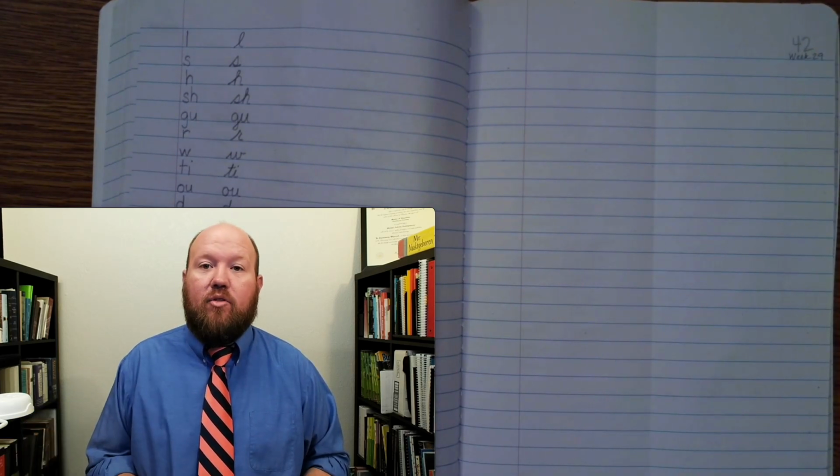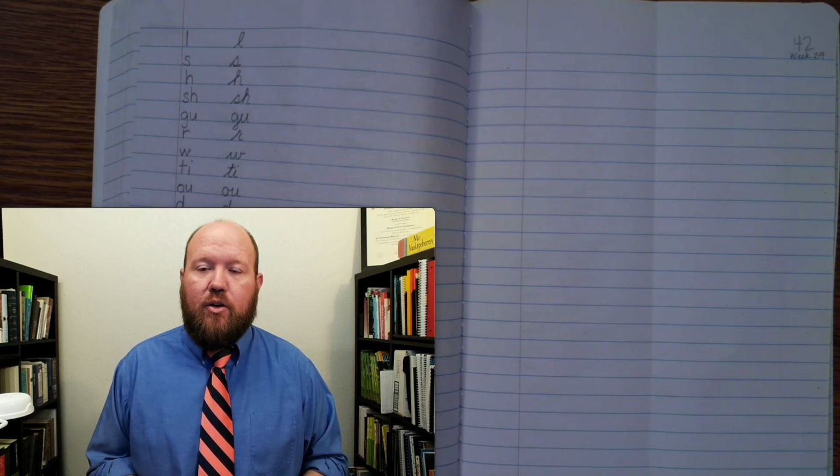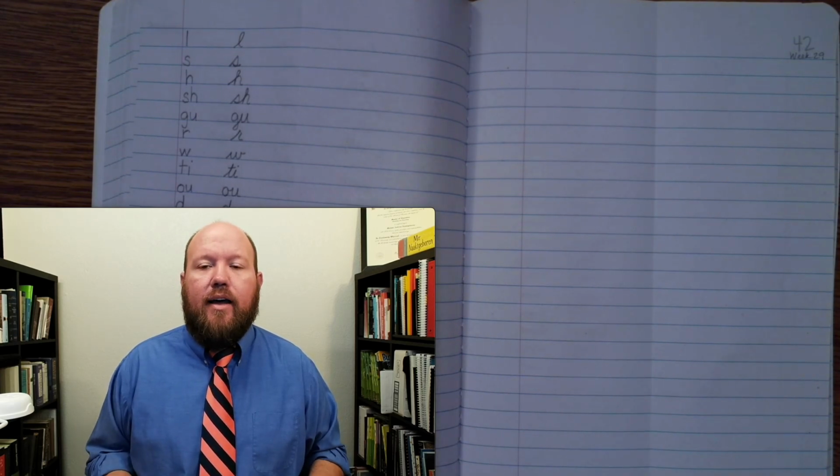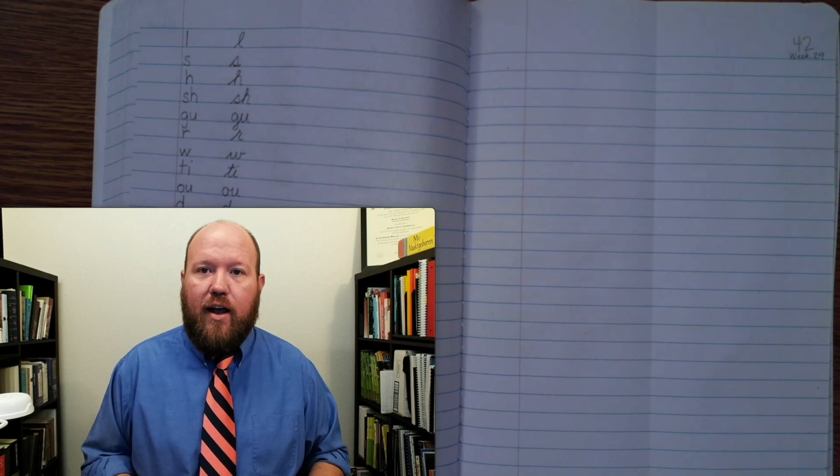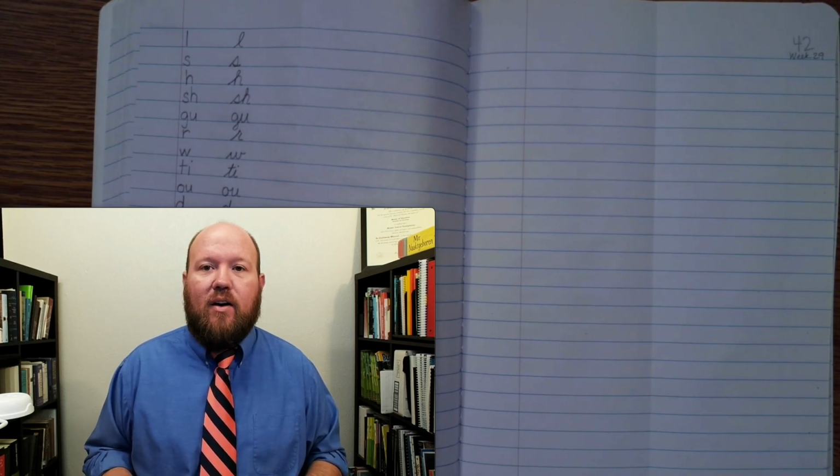All right, now this time through, we'll say the sound followed by the cue. Try to say that before I do. And then if there is a rule, try to have it in your head so you can say it with me when I ask. All right, here we go.